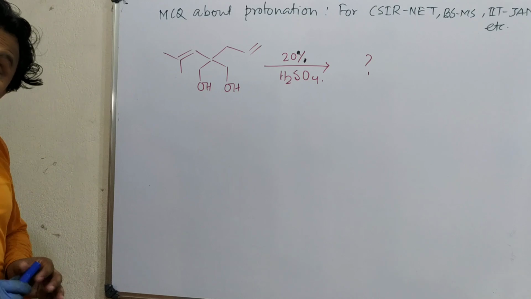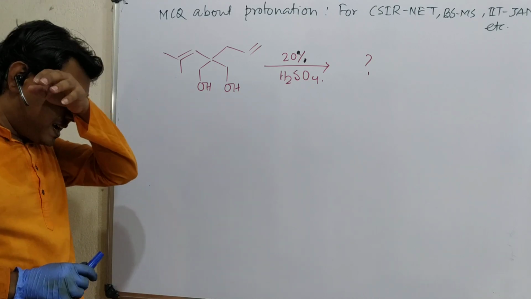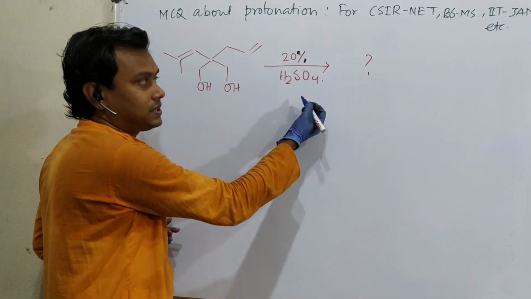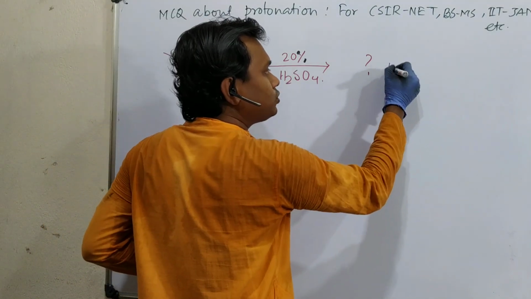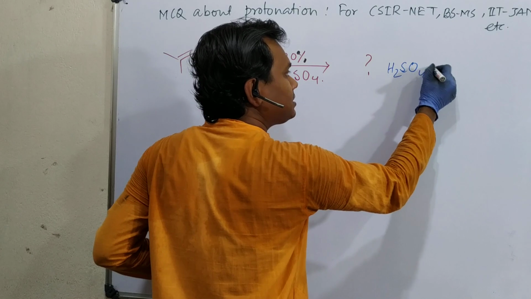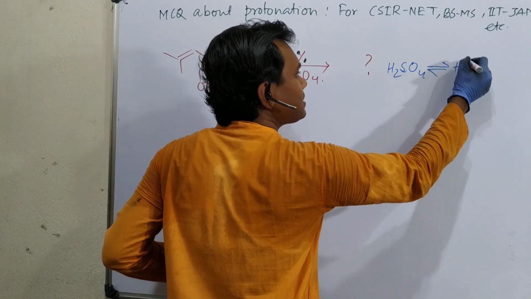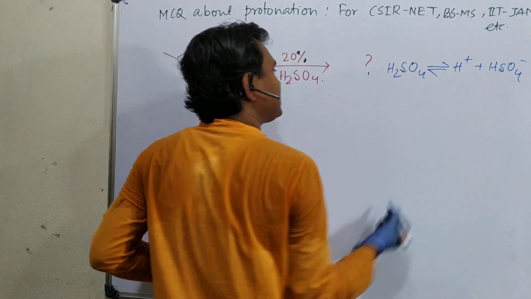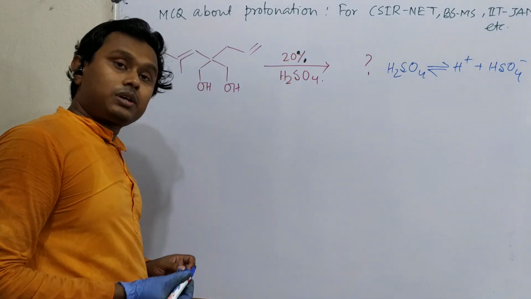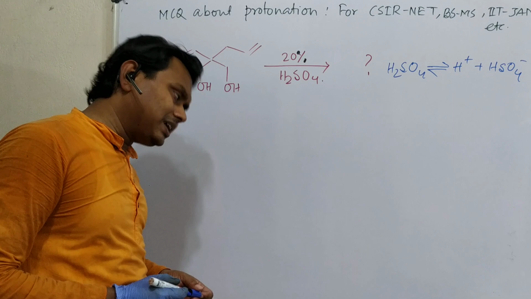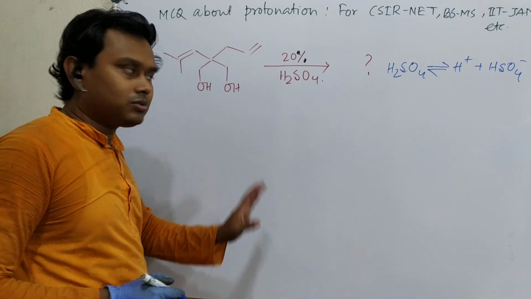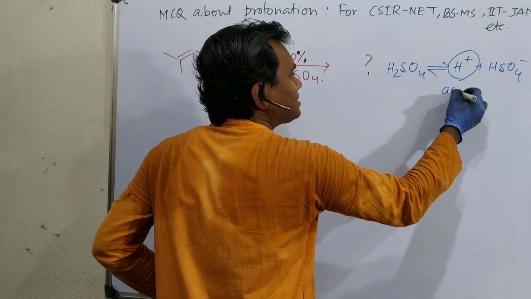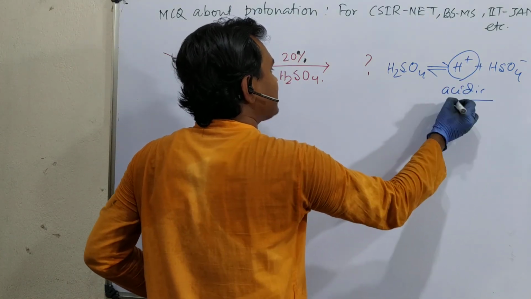As usual, I always suggest you please look at the reaction condition very carefully. This is sulfuric acid, 20% sulfuric acid. So what does sulfuric acid do? This sulfuric acid ionizes and produces H plus and HSO4 minus. You may consider that, sir, it is a diacid, so it will give a dianion, definitely. But the first one is the mono. So let's focus on this. This is the acidic part.